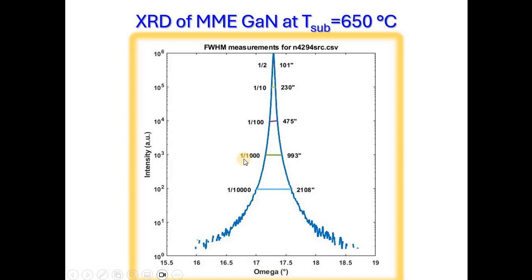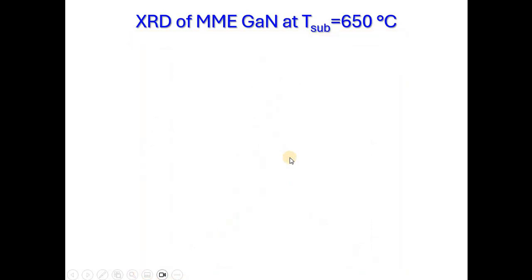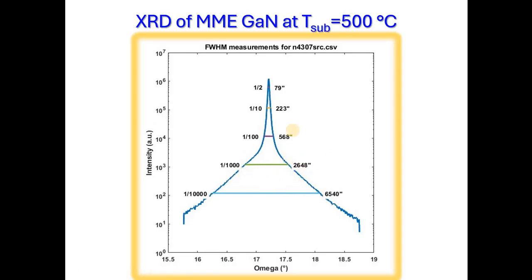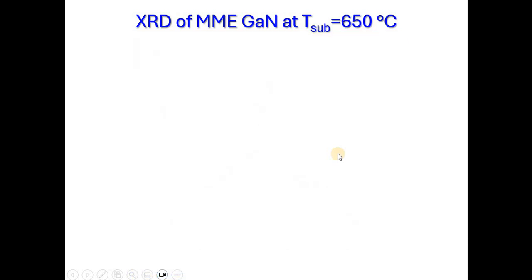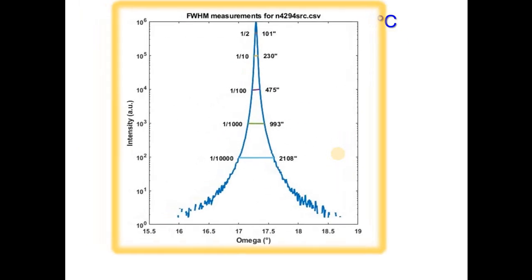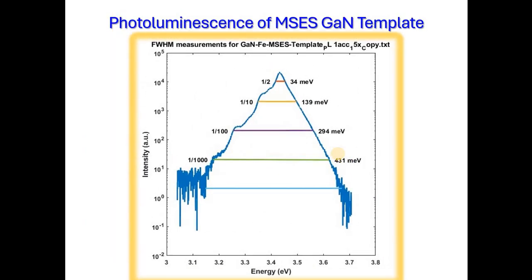So if you compare full width at 1 over 1000 or 1 over 10,000 of the maximum peak, if for example you focus on 1 over 1000 of the maximum peak, you see a full width of 993 arc seconds as compared to 2648 arc seconds for the film grown at 500 degrees C, which means that clearly the film grown at 650 degrees C demonstrates better crystalline quality. And I'm also going to show you the results overlaid on top of each other.